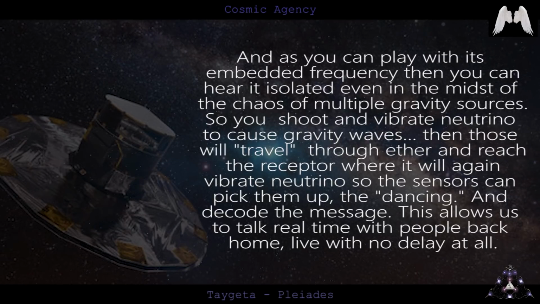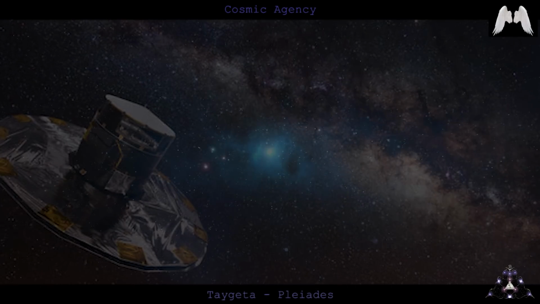So you shoot and vibrate neutrinos to cause gravity waves. Then those will travel through the ether and reach the receptor, where it will again vibrate neutrinos so the sensors can pick up the dancing and decode the message. This allows us to talk in real time with people back home, live, with no delay at all.